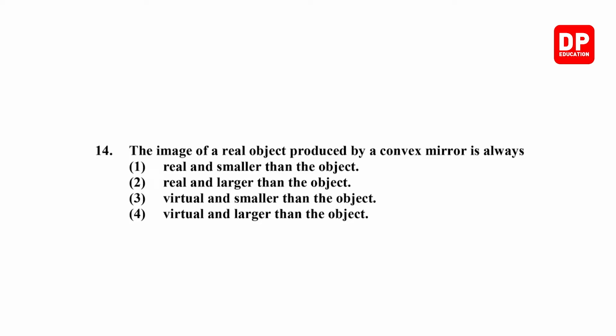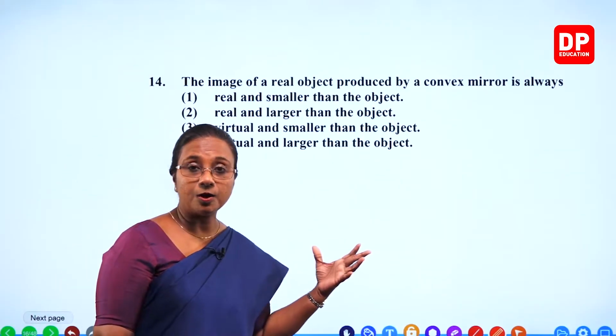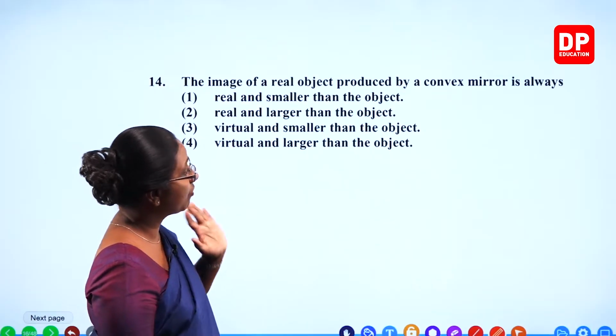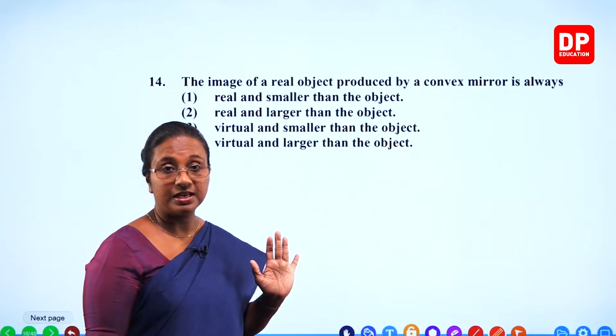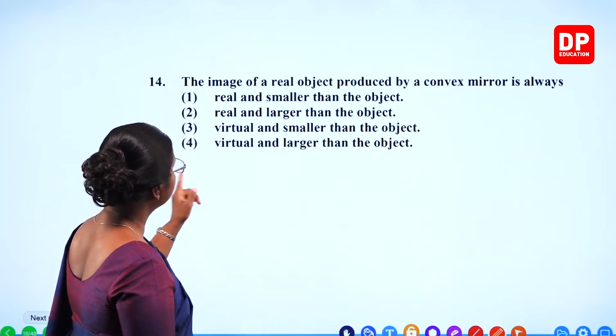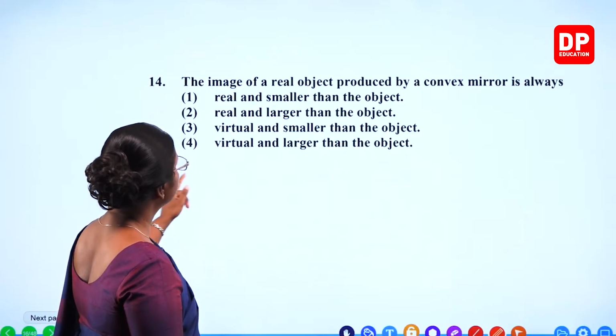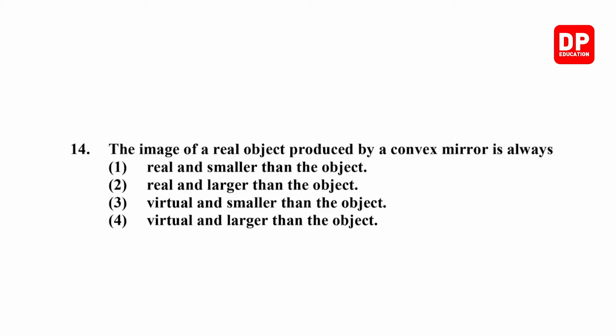That is question number 14. The image of a real object produced by a convex mirror is always... So, when you have a real object, what type of image is formed by a convex mirror? Look at the answers. Real and smaller than the object, real and larger than the object, virtual and smaller than the object, virtual and larger than the object.